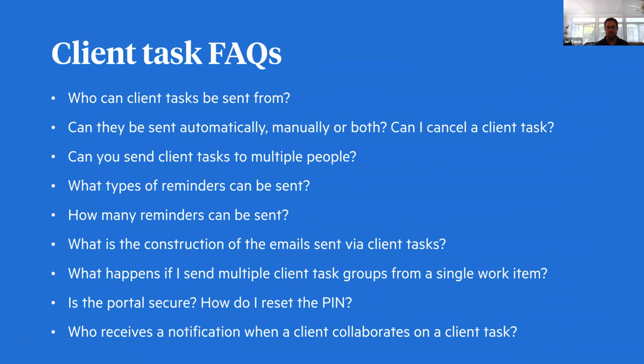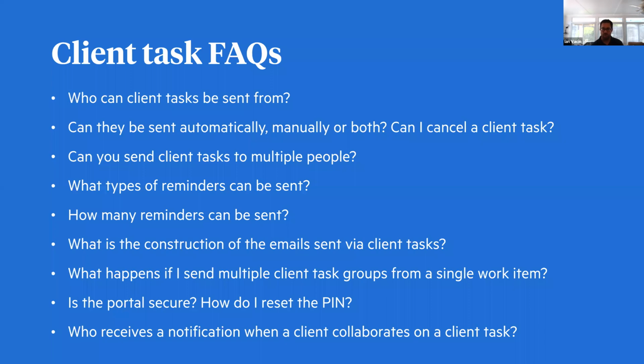What's the construction of the emails sent via client task? This is a really good, important one to understand. When you work with the client task, when you look at the email that you're able to modify, it has a subject and it has the body. After the body, we will place the client task group, which is just what you see in Karbon, that task area. And then after that, we will apply your signature that you have within Karbon.